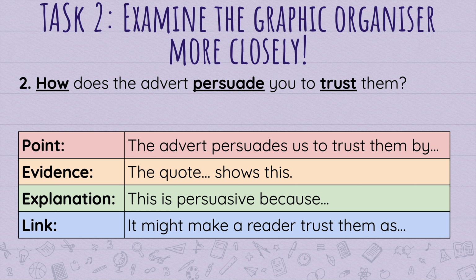Because if we're looking at the wording of the question here, we'll notice that it has the words how, persuade and trust, which are bold and underlined. Those are the key words of the questions there. And then you want to link it back to that question there. So it might make a reader trust them as. So there are your sentence starters. So have a go at writing a P chain to answer that question and come along back.